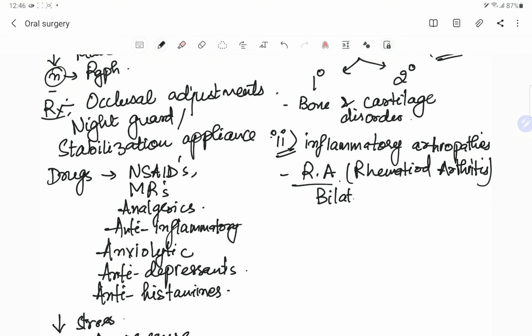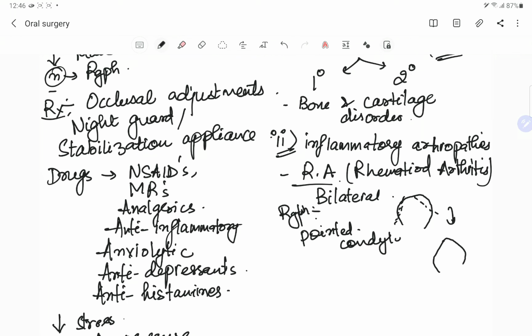So, it is bilateral usually, and in the radiograph we see that there is erosion of the condylar head. So, this is the condylar head. The condylar head starts eroding like this. So, what happens? The condyle becomes quite pointy like this. So, we see in the radiograph there is a pointed condyle due to erosion of the articulating surfaces.